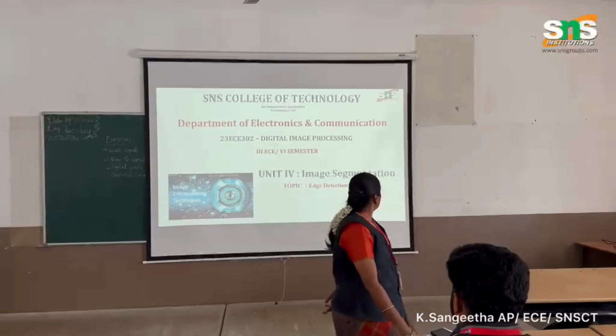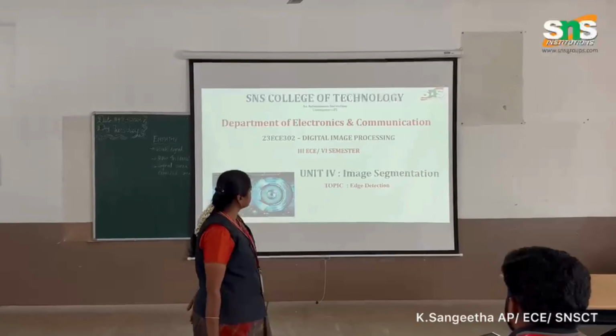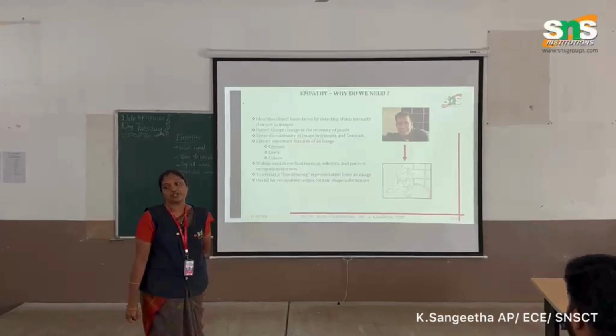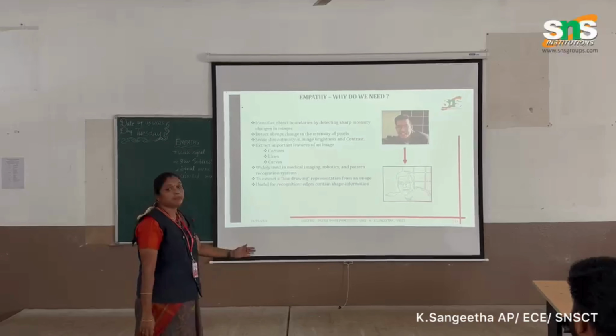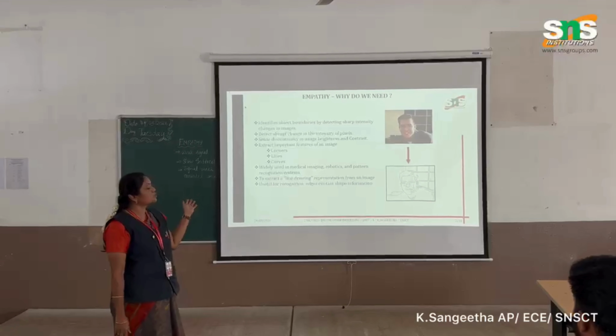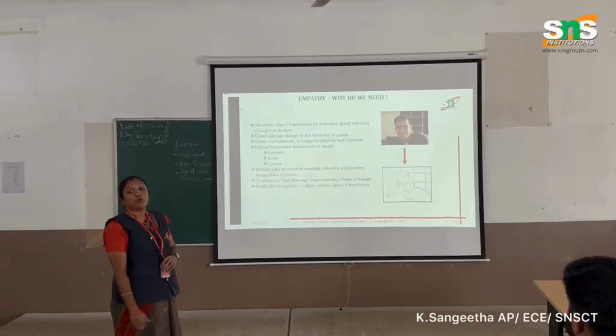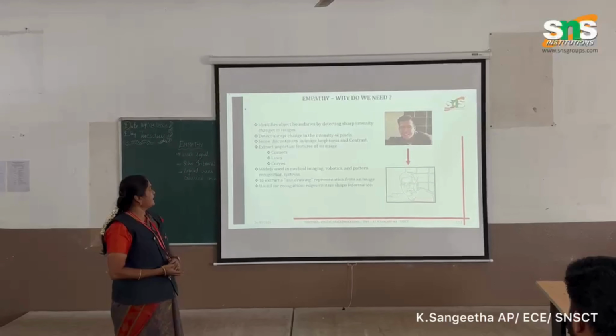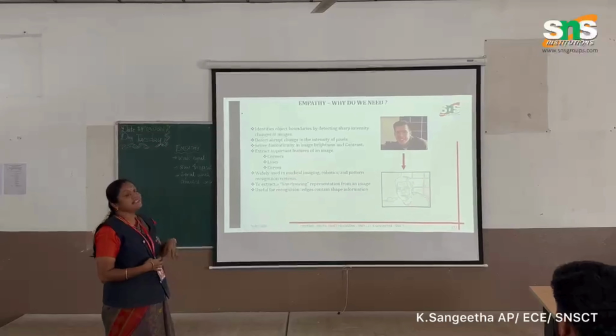Okay. So next. So empathy, that is why we need edge detection. Okay. So there are some reasons. It is mainly used to identify object boundaries. It is mainly used for detecting boundaries and sharp intensity changes.